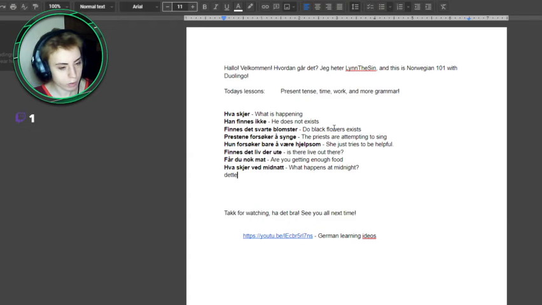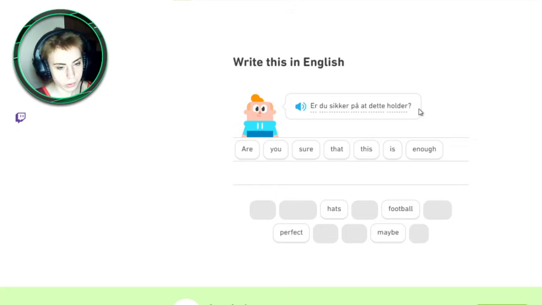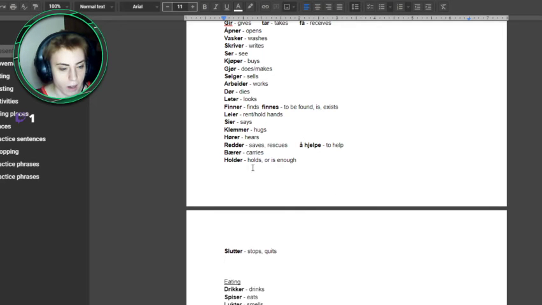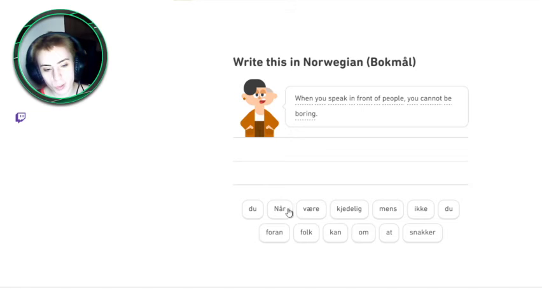So to write down, this is enough. Another way to say that, nok, enough, but holder is another word for it. Oh, did I write this down in the verb section? I think I did. Yeah, holder is enough. Okay. So nok is more like, it's not a verb. It's a different word for it. Yeah, I don't know all of my word names of the words.